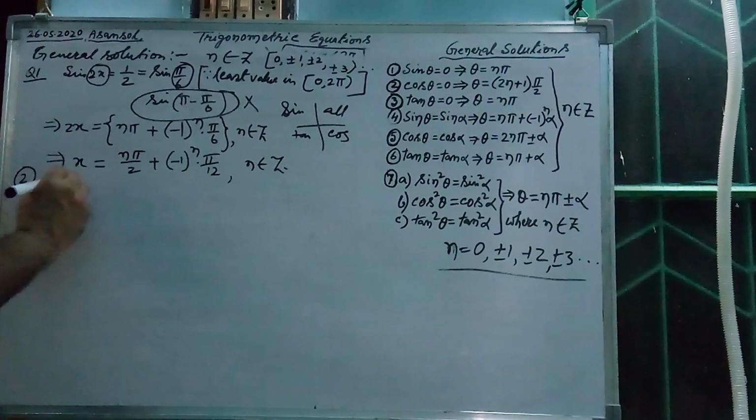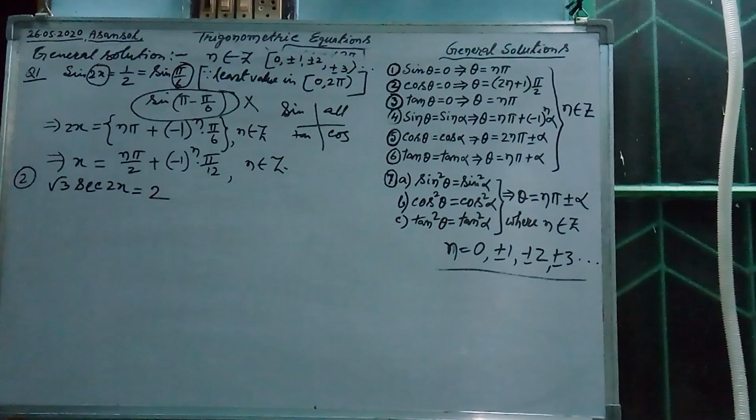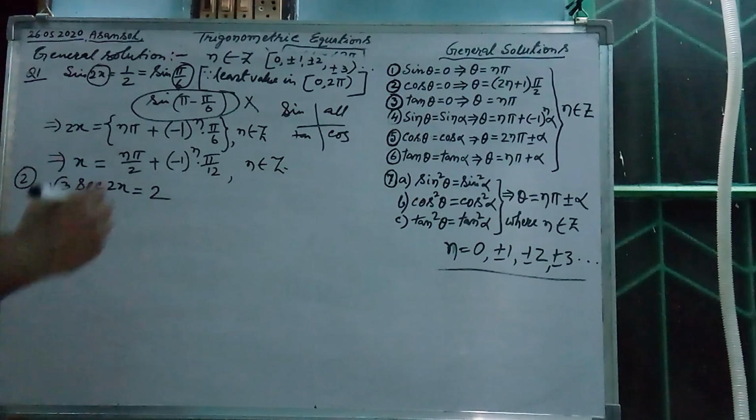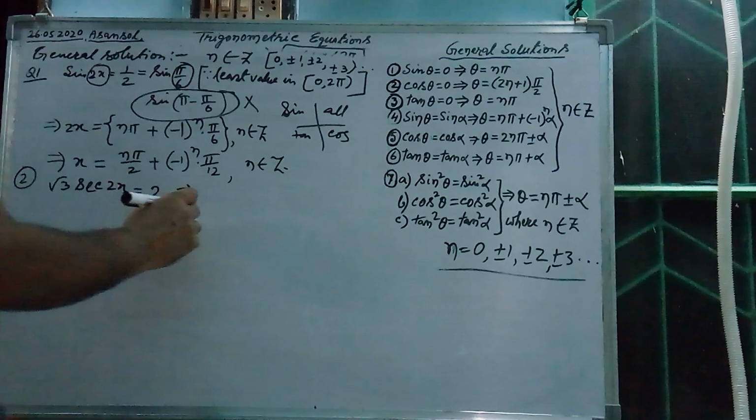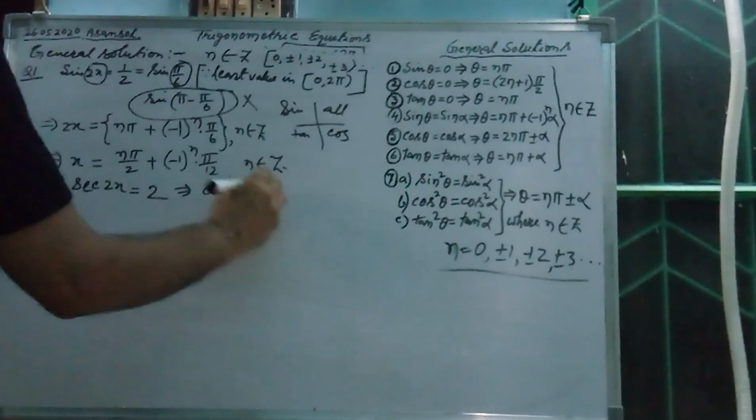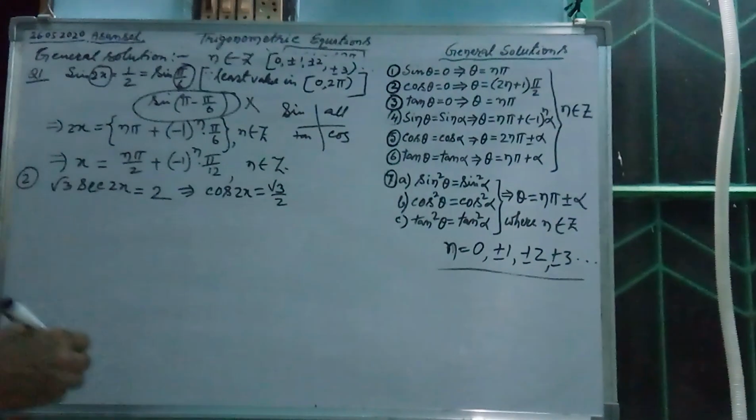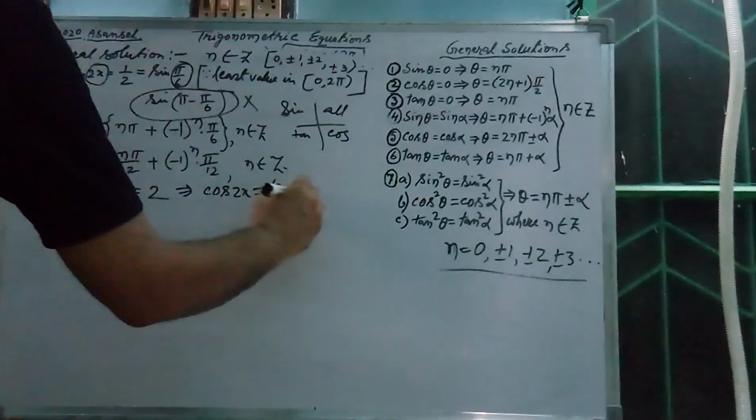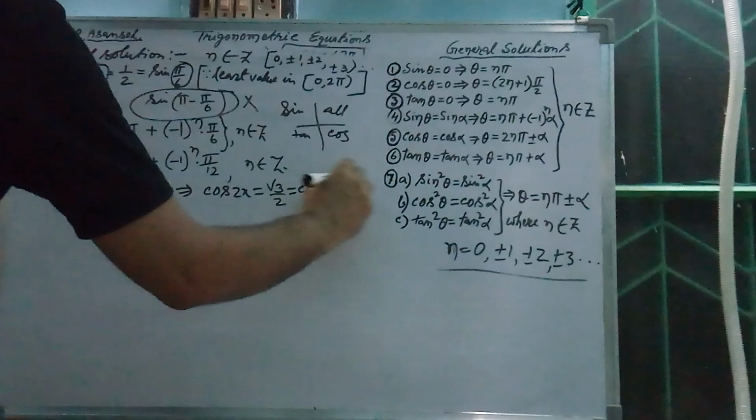Question 2. Root 3 sec 2x is equal to 2, given. We have to solve. This implies sec 2x is equal to 2 by root 3. So cos 2x will be equal to root 3 over 2. This root 3 over 2 can be written as cos of pi by 6, the least value.